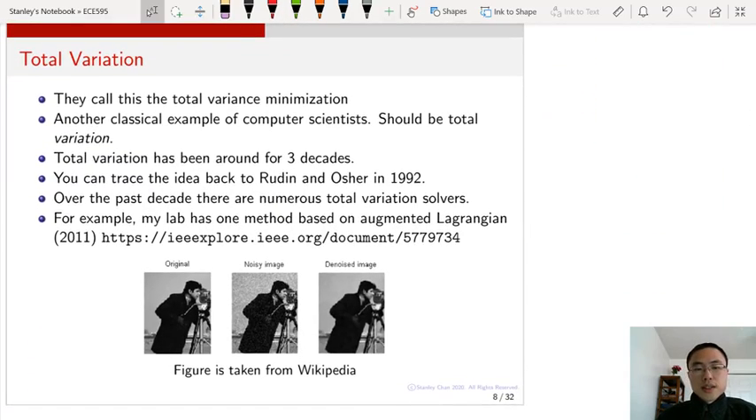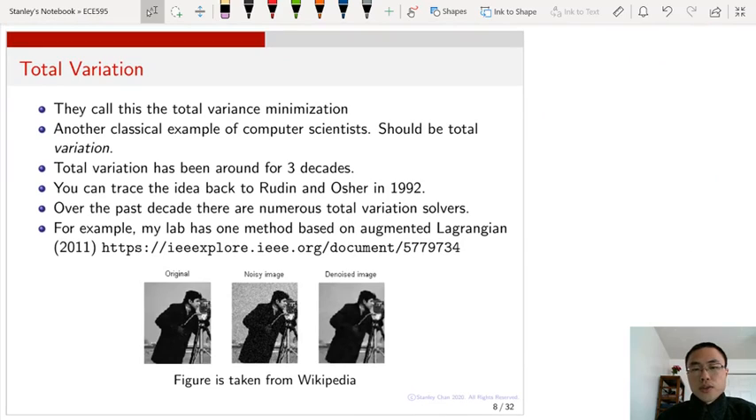So here is just a slide summarizing what is total variation. I really want to point you to the original paper by Rudin and Osher back in 1992, which really is the first paper that introduces total variation. So if you're interested in our group's work, you can go to here. You can see that we also have a total variation solver based on the idea of augmented Lagrangian.